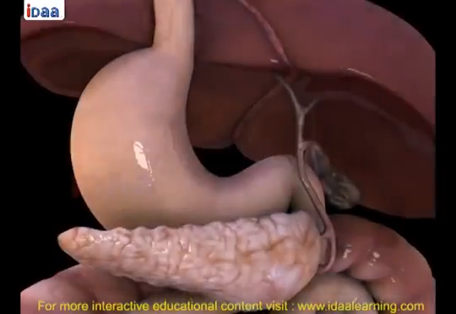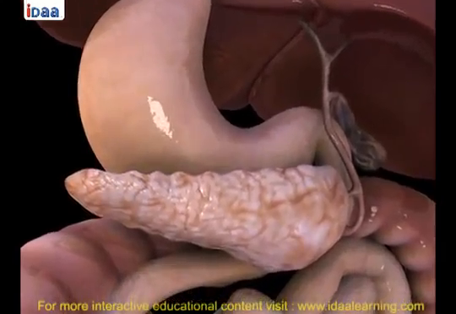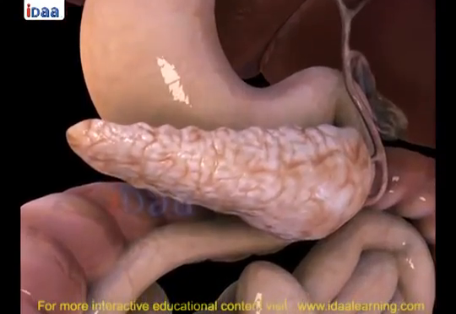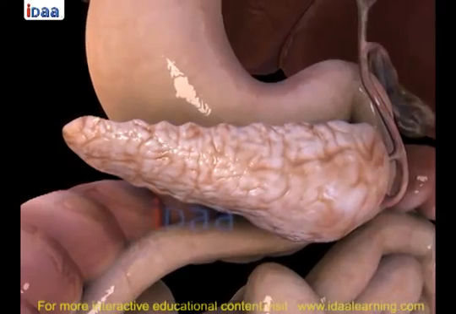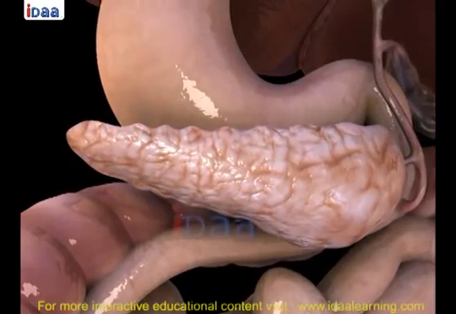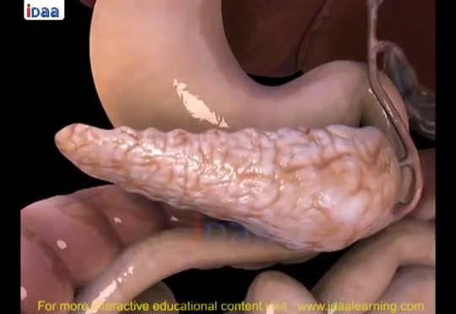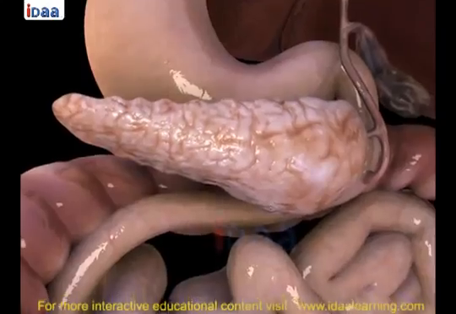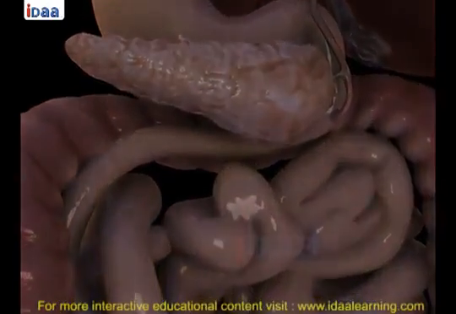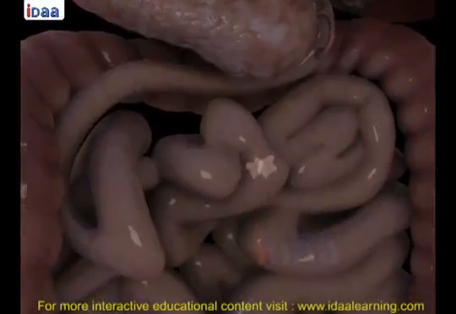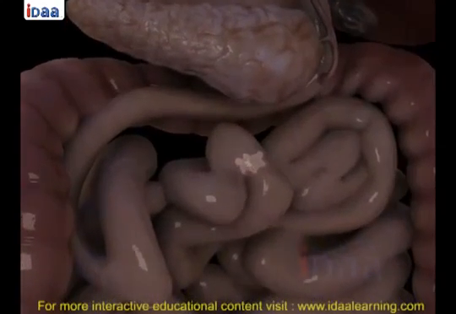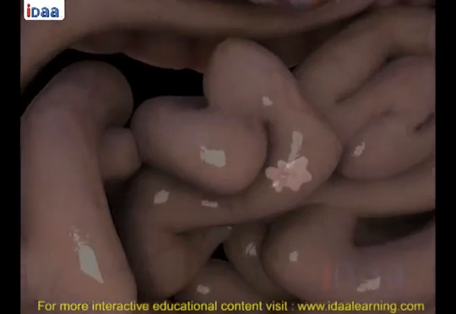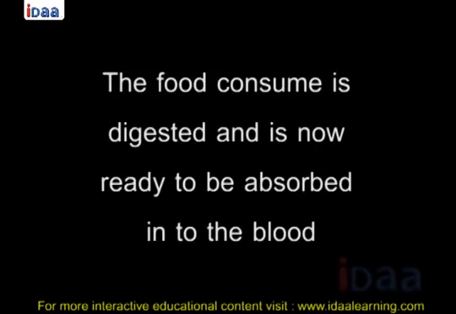Pancreas. The pancreas is a leaf-shaped and cream-colored gland located just below the stomach. It secretes pancreatic juice, which acts and breaks down carbohydrates, proteins, and fats. After this is completed, the partially digested food reaches the lower part of the small intestine, where intestinal juices act upon the food and complete digestion of any remaining components in food. The carbohydrates in the food break down into sugars like glucose, fats into fatty acids and glycerol, and proteins into amino acids. The food consumed is digested and is now ready to be absorbed into the blood.